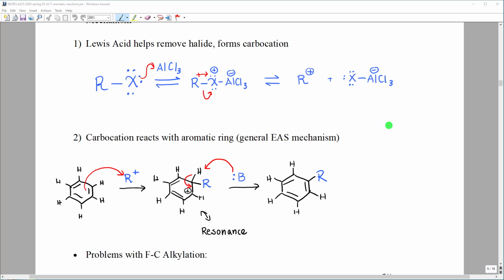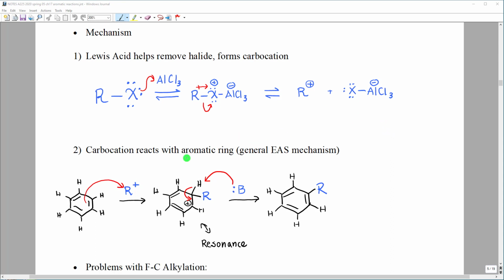Once we've made the carbocation, it will react with the aromatic ring by the general mechanism that we talked about before. So the double bond comes out and makes a bond to the carbocation. We get our resonance stabilized intermediate. I'm only drawing one structure, but there would be other structures. Then a base would come. It would remove the hydrogen. A pair of electrons would come down and regenerate the aromatic ring.